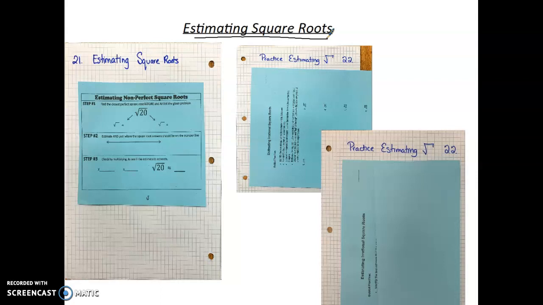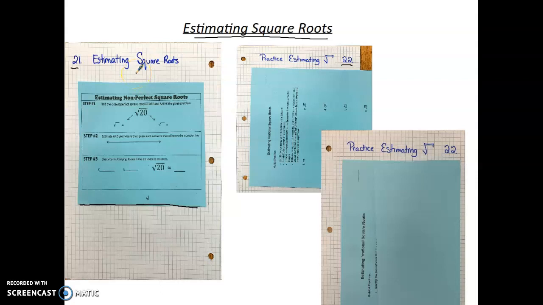I am going to be the guest speaker when we're talking about estimating square roots. In your ISN, you're going to have to find these pages and glue them in. We just cut this one so it fit. It should be just a half page that says estimating non-perfect square roots, and that goes on page 21. On page 22, you need to find a full sheet that says practice estimating irrational square roots. Fold that in half and glue the black side on. These are what your two pages are going to look like in your ISN, page 21 and 22.